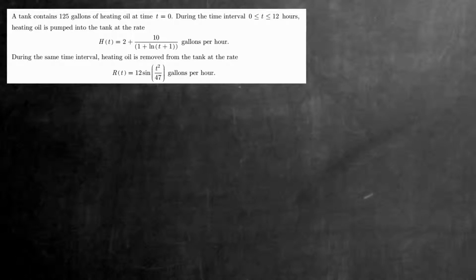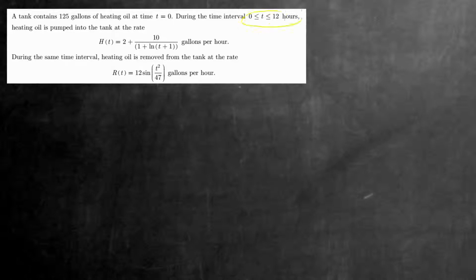And looking at number 2, the tank contains 125 gallons of heating oil at time t equals 0. During the time interval 0 to 12, heating oil is pumped into the tank at the rate of h of t. During the same time interval, heating oil is removed from the tank at r of t. So, A, how many gallons of heating oil are pumped into the tank during the time interval?